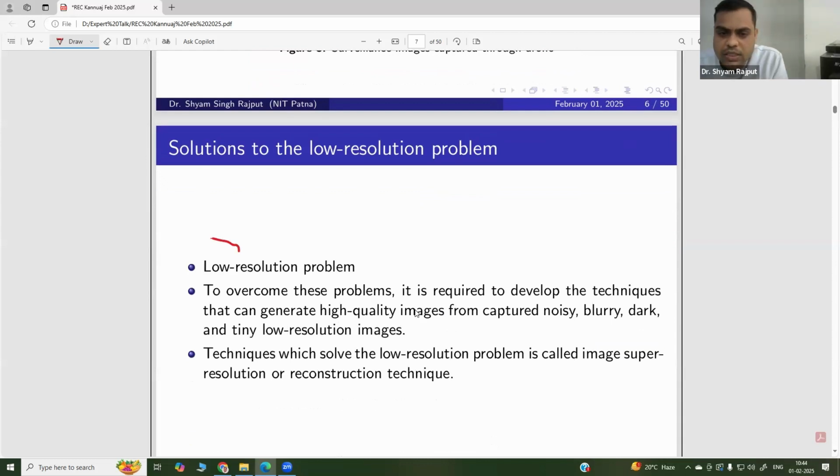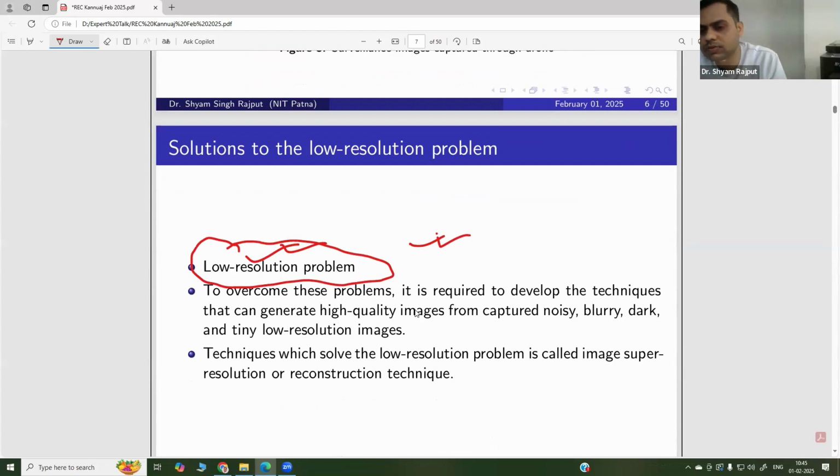The research community considers this problem a low resolution problem, and it is known as the low resolution problem in the literature. How can we solve this problem? First of all, we have to understand that this problem must be solved, because the images captured at such low quality are not useful in any application. So this problem must be solved.